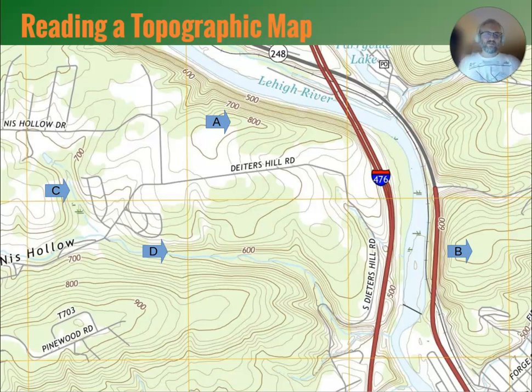So when you look at a map like this, the first thing you should do is just get yourself oriented. Get a sense of what's going on here. Where are the hills? Where are the valleys? Etc. So in order to do that, there are a few things that you can look at.